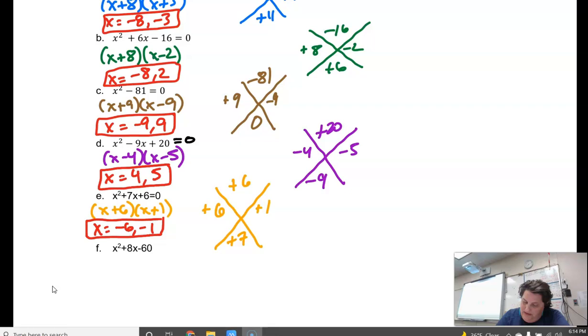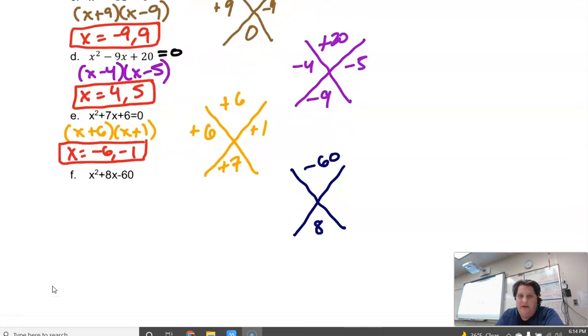Okay, and then here's my last one of these, negative 60, positive 8. Now this one might take me a little bit of time. These are a little bit bigger numbers, right? As I'm thinking through here, if you don't get it right away, just start thinking what goes into 60, like 6 times 10, but I can't get 8 by adding or subtracting that, okay?